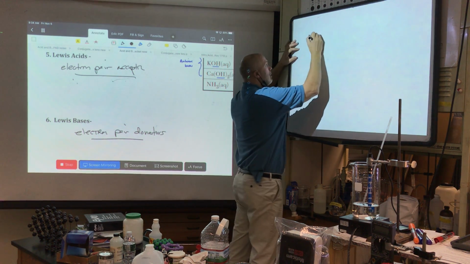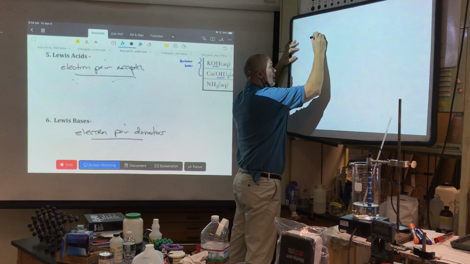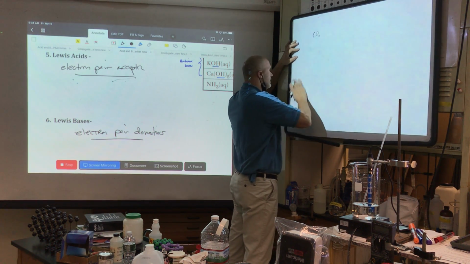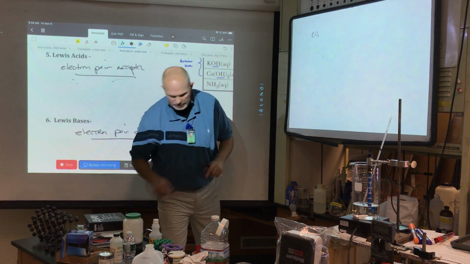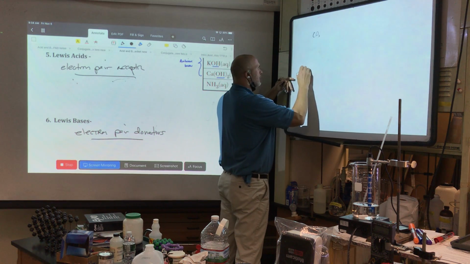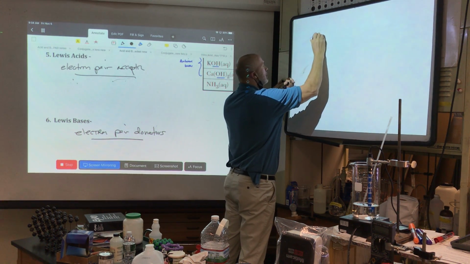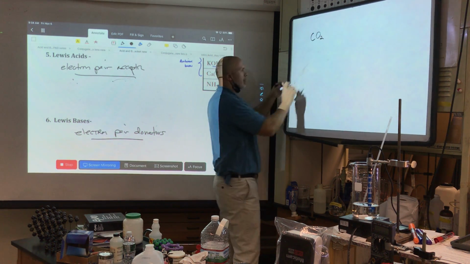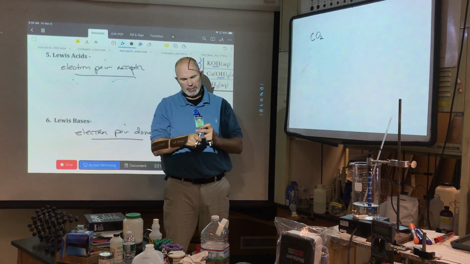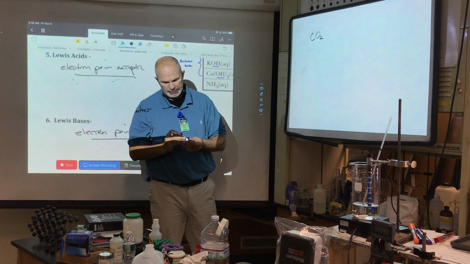So here's CO2. Oh, I'm not happy with that. Let's try another one, the last one. Sometimes I get better with age. Ooh, okay, we'll do that one. CO2. Okay, not bad. So CO2. We got a winner here. This one is not as good.